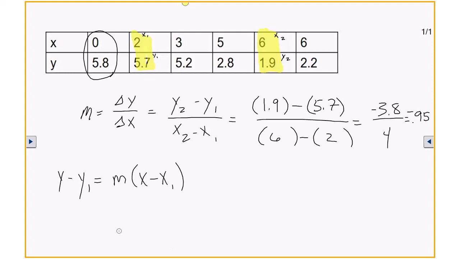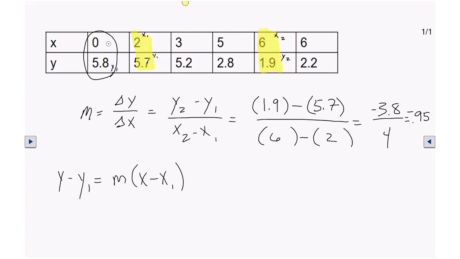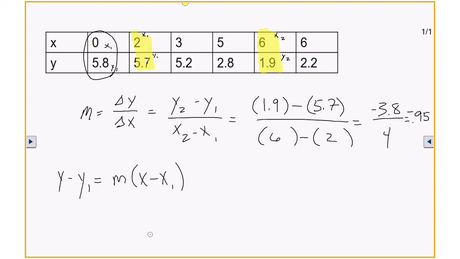How many of y'all like to add zeros? I do. They're easy. You mess up 0, you don't what? You don't tell anybody. Okay? So I'm going to pick that point. That's my y sub 1. This is my x sub 1. I'm going to plug and chug.